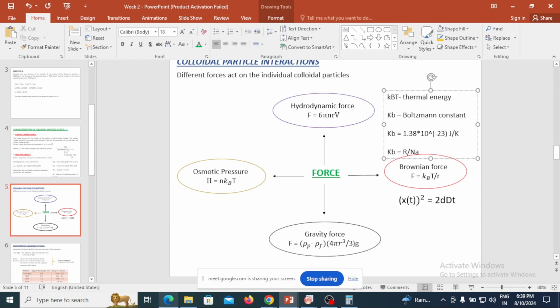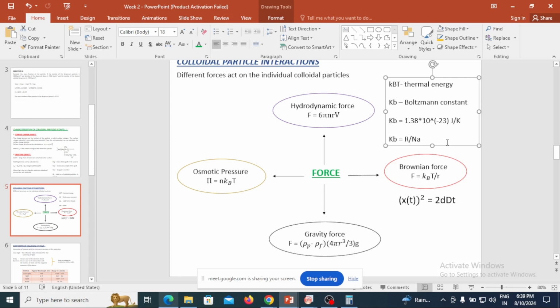So this is how you should remember the value of the Boltzmann's constant, because that is one of the most common parameters that you will keep getting in your courses. So it is important to remember the value of Boltzmann's constant and the relation between Boltzmann's constant and the universal gas constant R.